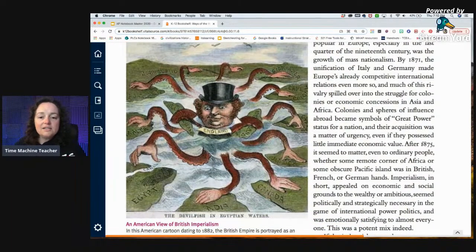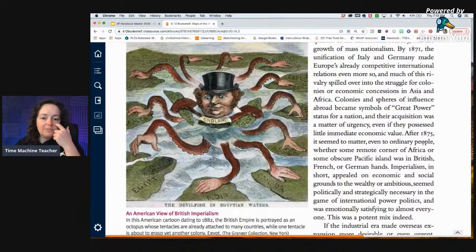And then it says colonies and spheres of influence abroad became symbols of great power, status for a nation, and their acquisition was a matter of urgency, even if they possessed little immediate economic value. So they just wanted colonies more so for status, even if it wasn't going to help them economically. After 1875, it seemed to matter even to ordinary people whether some remote corner of Africa or some obscure Pacific island was in the British, French, or German hands.